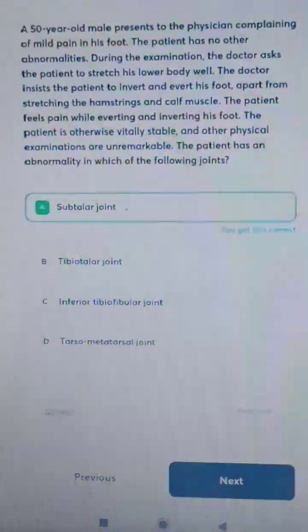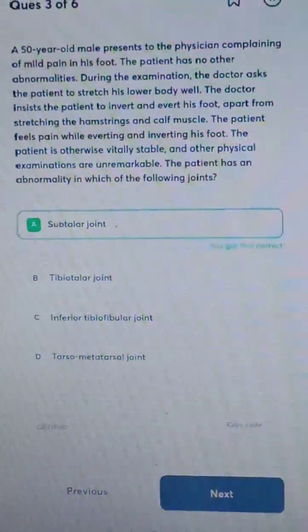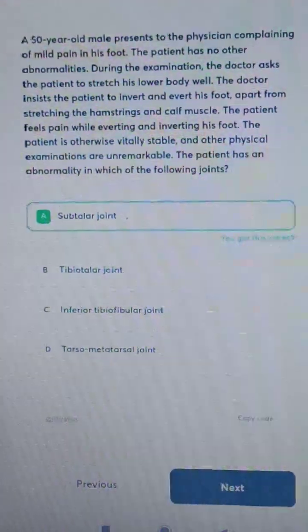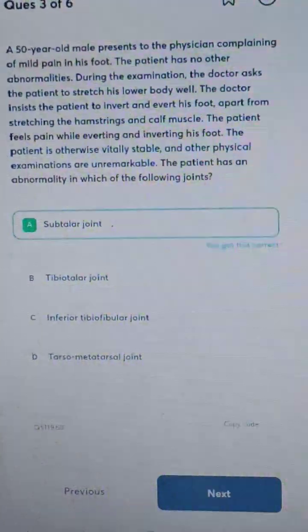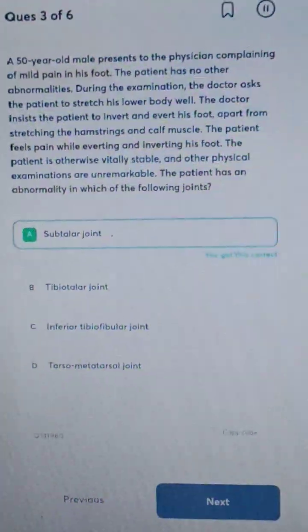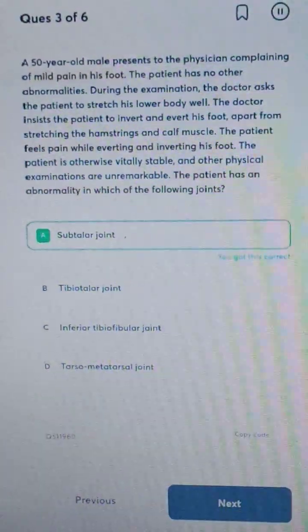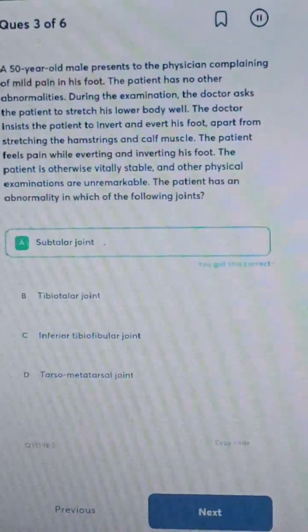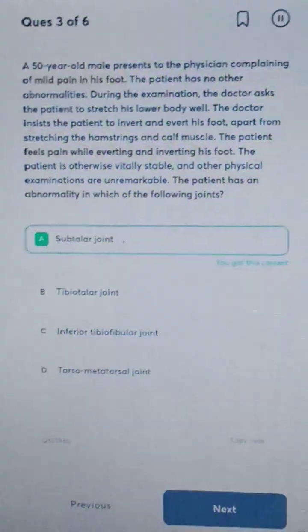The patient has an abnormality in which of the following joints: subtalar joint, tibiotalar joint, inferior tibiofibular joint, tarsometatarsal joint. We have to find one joint from this. First we should know about inversion and eversion of the foot. What is inversion?